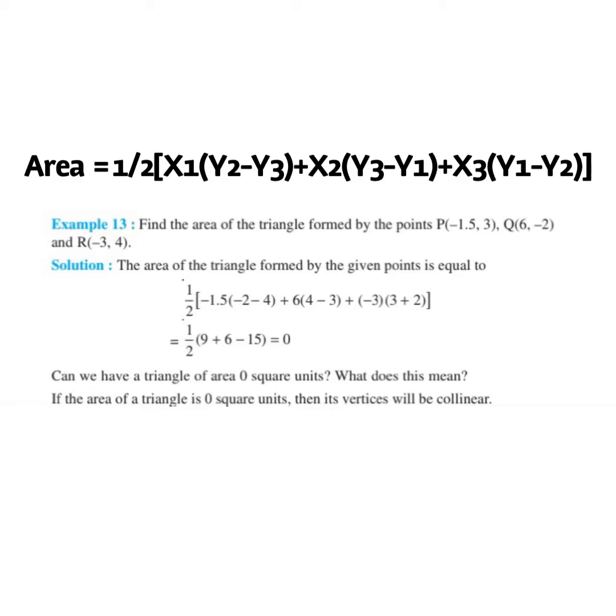Then what does it mean? It means that the 3 points P, Q and R are collinear points, means they are the points which are lying on a same line. So if the area of given triangle is 0, it means that the 3 points are collinear points and they are lying on a same line. This you have to keep in mind.